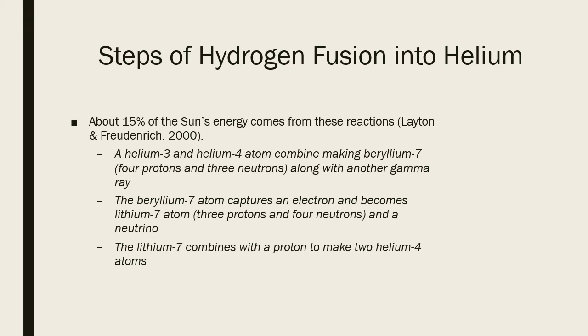The beryllium-7 atom can capture an electron and becomes lithium-7 atom, which has 3 protons and 4 neutrons, and a neutrino is also created. The lithium-7 will combine with a proton and makes 2 helium-4 atoms.